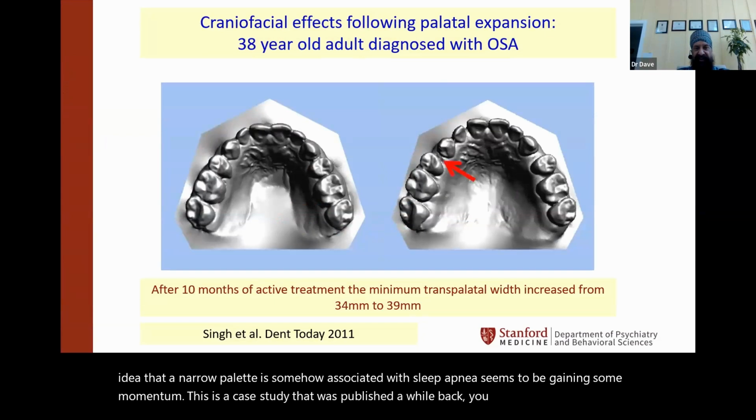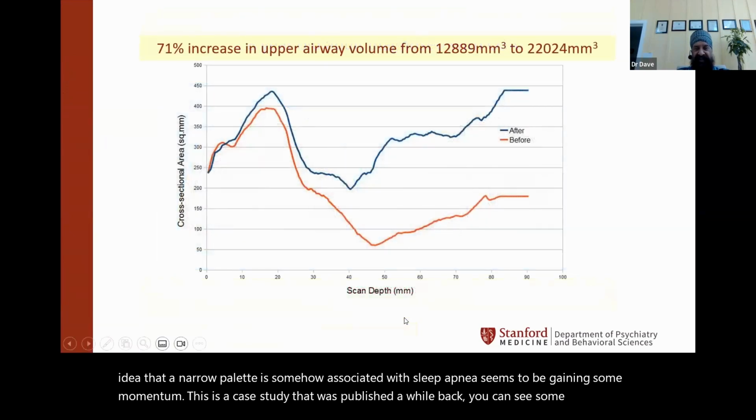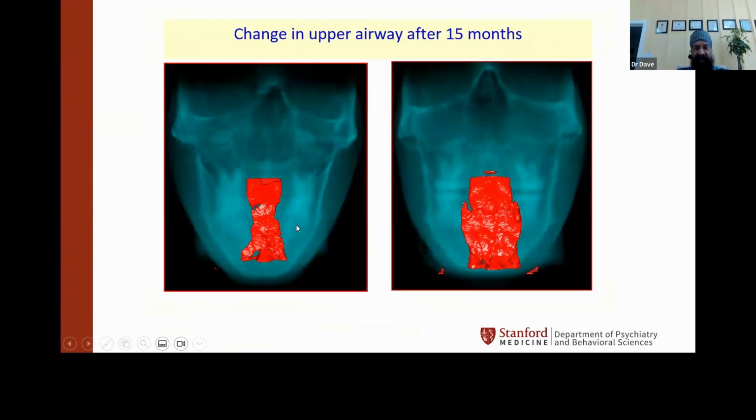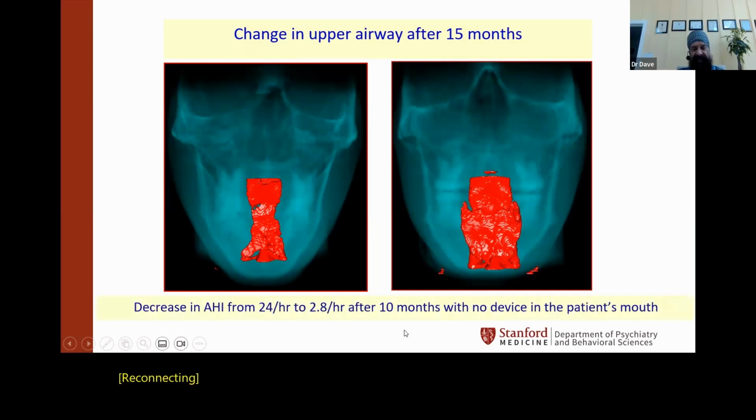You can see some teeth were extracted, but post-treatment, the palate did get wider by 34 to 39 millimeters. And in this single case, the upper airway volume increased by about 70% before and after treatment. Here's the 3D cone beam. You can see a kind of funnel-shaped narrow airway pre-treatment. And after 15 months, the airway has changed shape, size, and volume. No device in the patient's mouth. And when the sleep study was done, from an initial apnea-hypopnea index of about 24 events per hour, it decreased to about 3.